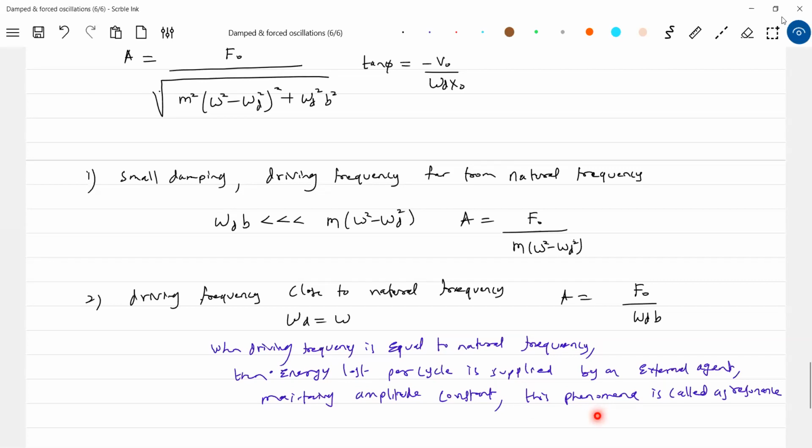So when you go for the swing, when the kid is sitting and you start pushing the swing, what do you have to do? It's a skill. You cannot just push in your own way. What will happen? How much energy is decreasing per cycle? That much energy you have to supply.